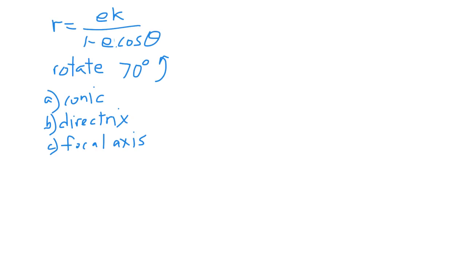In our last example question that we're going to do, we have a standard form conic in polar form with no numbers in there, and we're going to rotate it 70 degrees counterclockwise, and after we do that we want the equation of the new conic, the new directrix, and the new focal axis.